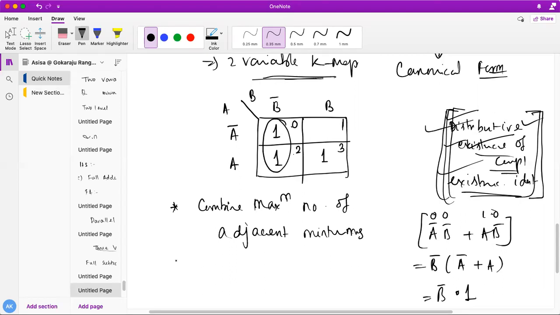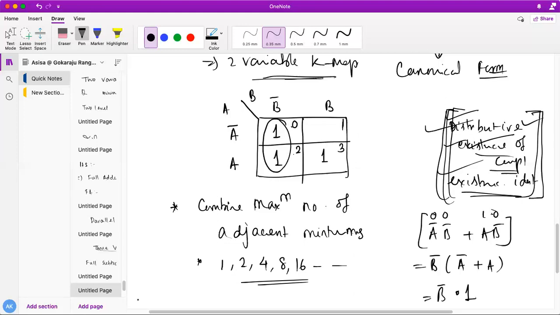Next, the combination of ones should be 1, 2, 4, 8 or 16 ones. You should not combine 3 ones, 5 ones, 9 ones like this. You have to combine 1, 2, 4, 8 and 16 ones at a time. Any doubt, students, up to this? Please let me know immediately. Otherwise, we'll proceed further. Any doubt on this? Immediately let me know, students. If there is no doubt, we'll proceed further.